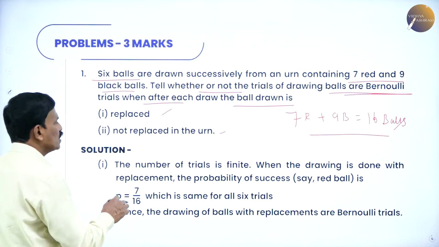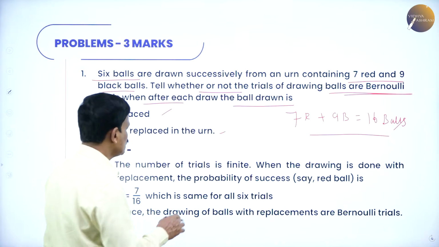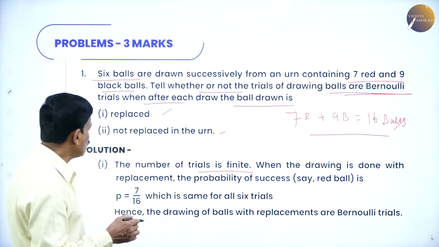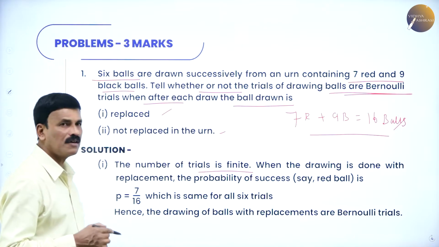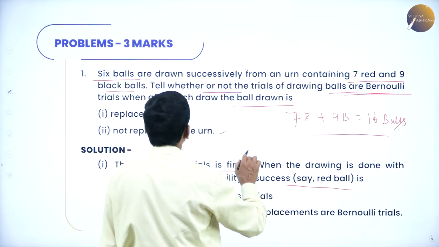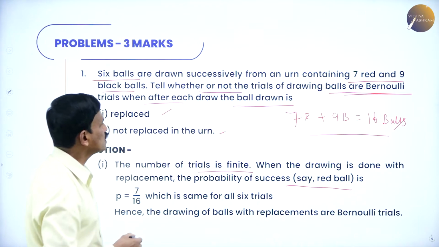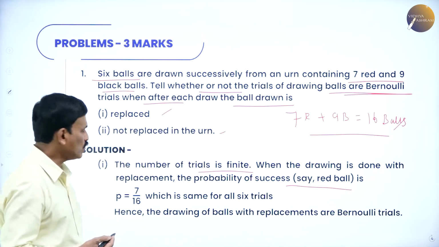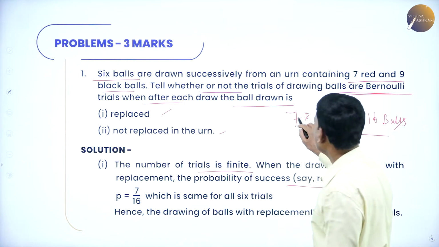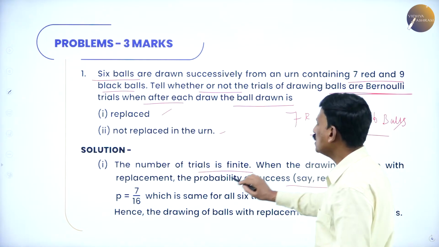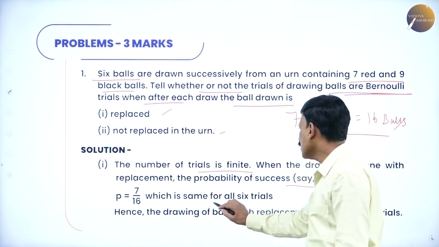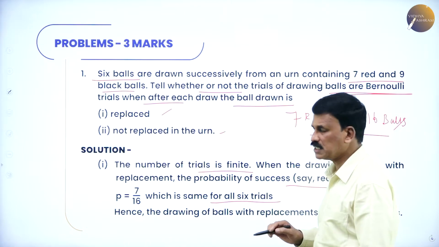First, the number of trials is finite. It is a finite trial. The first condition is satisfied. When drawing is done with replacement, we take the probability of success as getting a red ball. There are 16 balls, out of which there are 7 red balls. Therefore, the probability is P = 7/16, which is the same for all the 6 trials.